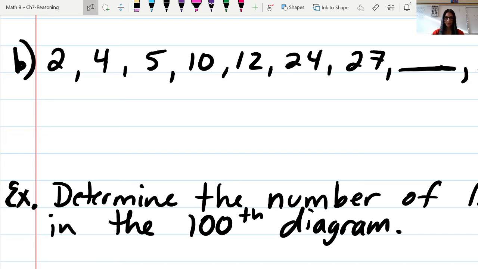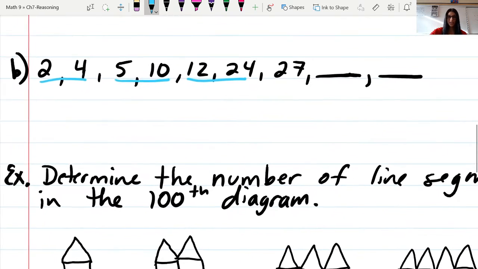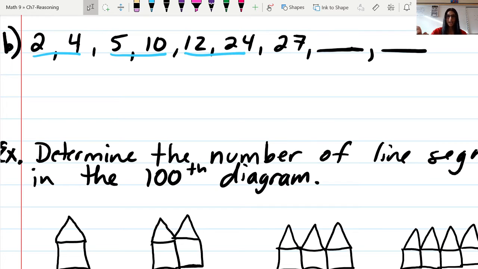So again, we're sort of looking for a pattern. My first step would be I would look at them side by side to see is there any pattern happening side by side. Kind of like last time, I do see one that's happening here, and that is that 4 is double compared to 2. 5 times 2 is 10, 12 times 2 is 24. So then based on this, sorry, I've cut off the last number there, I would say just by looking at this, that this next number must be 54, because I'm just multiplying them by 2.